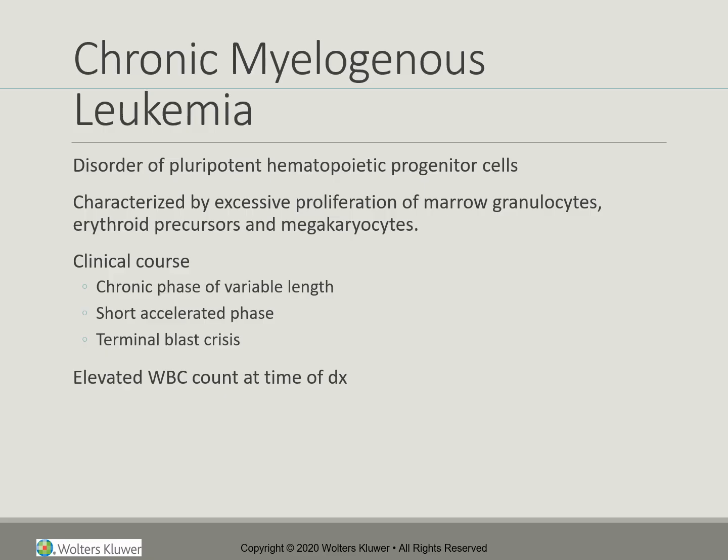They also typically develop anemia and thrombocytopenia and some degree of splenomegaly, or enlarged spleen. The next phase is the short accelerated phase, and we say short because this phase typically would only last about 6 to 12 months. And in this phase, we see further enlargement of the spleen, and that enlargement can start to cause things like abdominal fullness and discomfort.